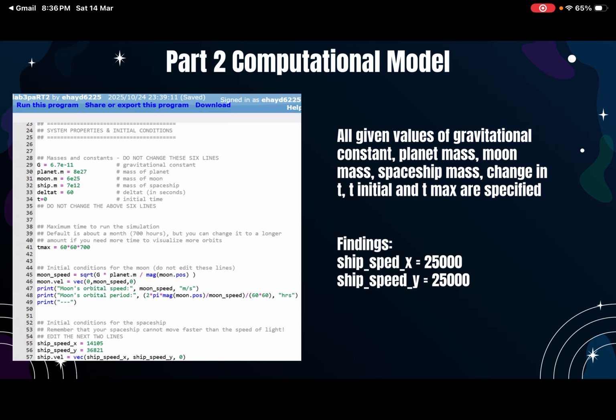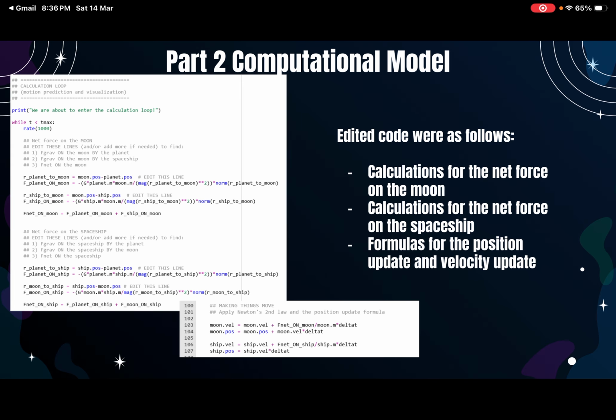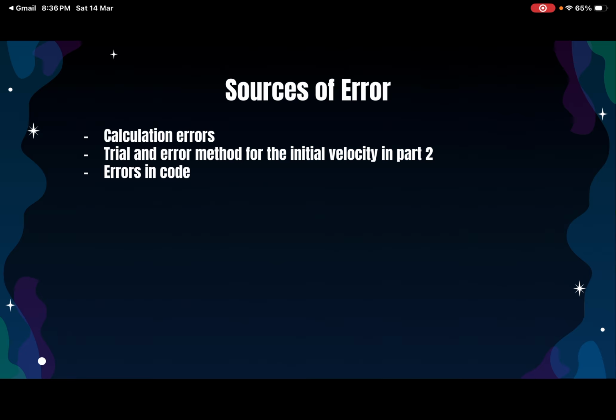And for part 2, all given values of gravitational constant, planet mass, moon mass, spaceship mass, change in t, initial t, and t max are specified, which are below in the findings. And so the edited code was as follows: the calculations for the net force on the moon, calculations for the net force on the spaceship, and formulas for the position update and velocity update.